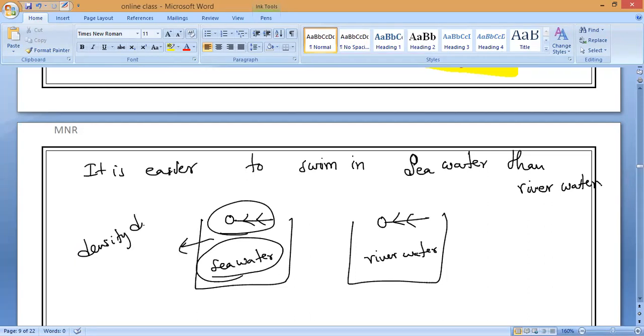Yes or no? Density difference. Yes, density difference is more. How less is it? Because seawater is having what? Seawater is having more density. Understand, everybody?